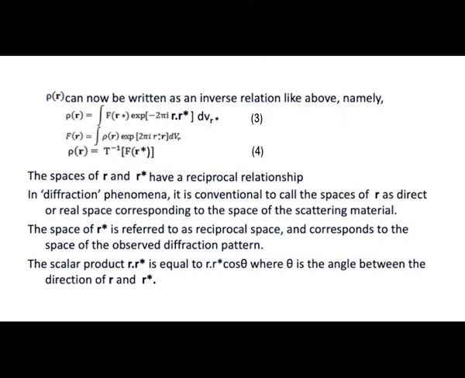In diffraction phenomena, it is conventional to call the space of r the direct or real space, corresponding to the space of the scattered material. But the space of r star is called the reciprocal space, and this corresponds to the space of the observed diffraction phenomena. Now what does r dot r star determine? This is equal to r r star cos theta. This is the multiplication factor because there is a dot product. r dot r star is equal to the multiplication of r and r star and a factor cos theta, where theta is the angle between the direction of r and r star.